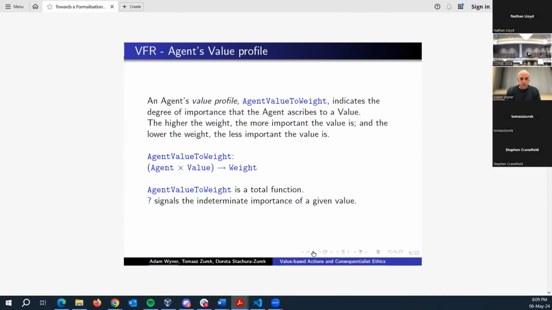This is a total function from all the agents and all the values to some weight that they give it. And a question mark indicates that if you have a question mark for the weight, it indicates that the value is indeterminate with respect to that agent. Next slide, please.